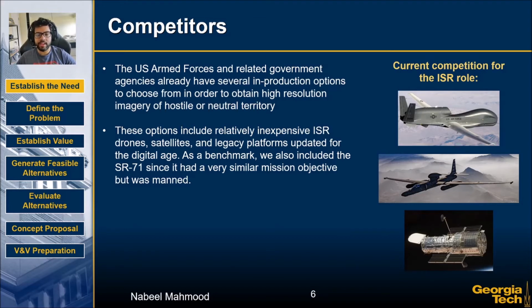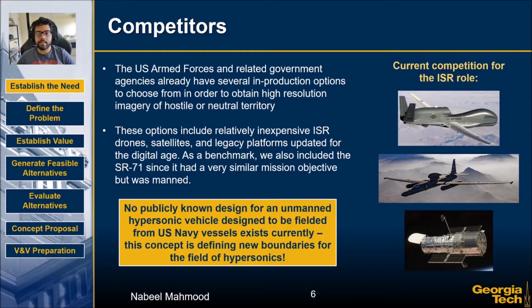The closest thing that we could come up with that's no longer in production, but still kind of similar, was the SR-71 Blackbird, because that's a high Mach aircraft. It is manned, but it's designed specifically to take high resolution images and do surveillance over enemy territory. So that's a historical competitor that we used as a benchmark against our studies. And just another caveat, no publicly known design exists for what we're exactly trying to do. So this is really a new thing that we're doing. This is really pushing the boundaries of what's even technically possible. So that makes this whole project pretty exciting.